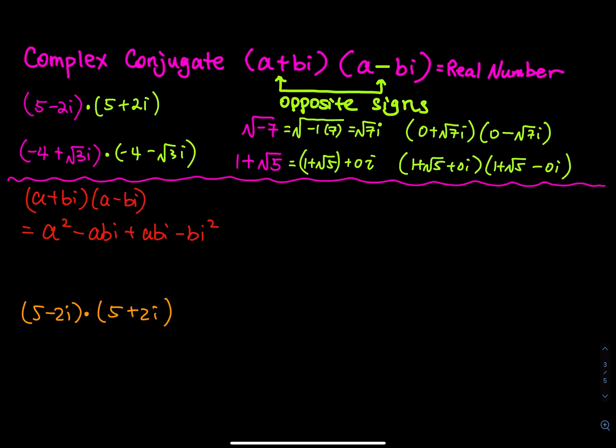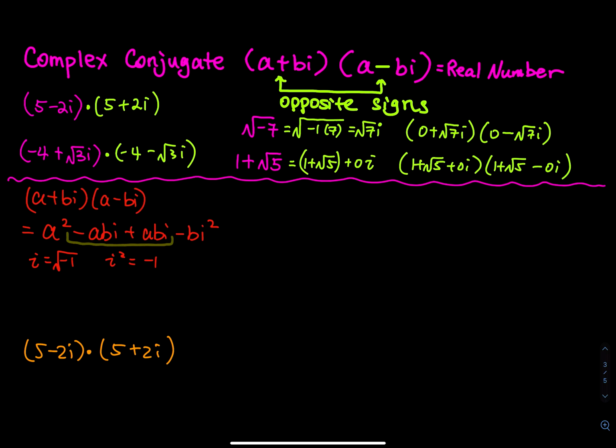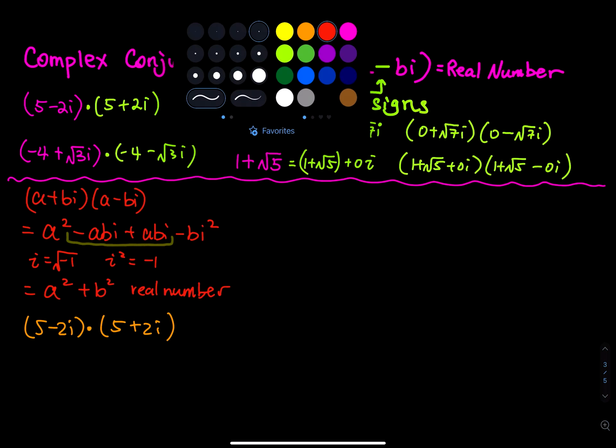Do you see this? When you multiply a conjugate, these two terms get cancelled. And then you know that i is equal to the square root of negative 1, so when you square both sides, you have negative 1. Therefore, this is equal to a squared minus b squared times negative 1, which is a squared plus b squared. So this is a real number. Okay, so now we work on the first problem.